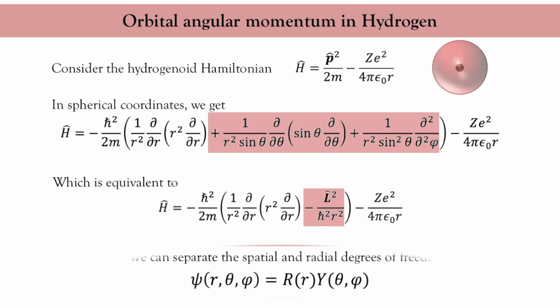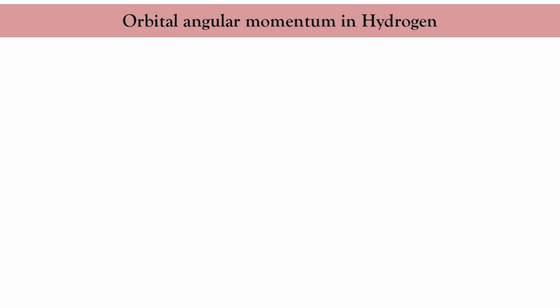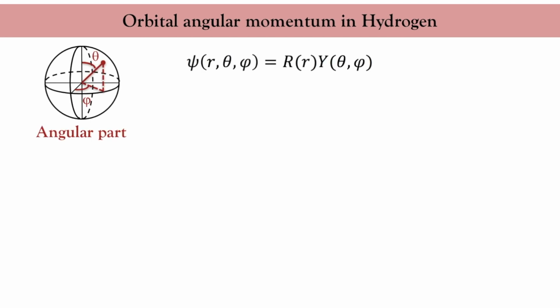Therefore, we can look for a wave function that is composed of a radial part that only depends on r and of an angular part that only depends on theta and phi. So here is our wave function with its radial part and its angular part. Let us focus on the angular part first.